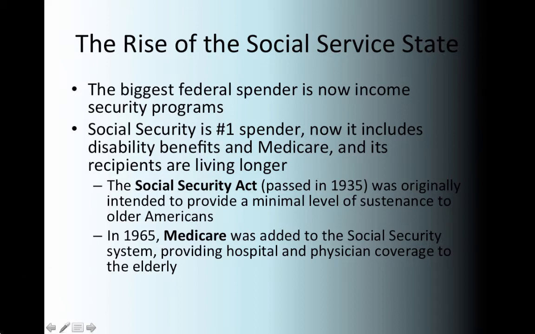Anyways, the social service sector is the biggest federal spender of our entire federal budget. Social Security is the number one spender, and it now includes disability benefits and Medicare, and its recipients are living longer. So just to give you some numbers, and back up a second. The fear among a lot of people currently is that Social Security is going to run out. Some people have even coined it a Ponzi scheme, but there is this fear that Social Security, which was established in the 1960s, is ultimately going to dry up.